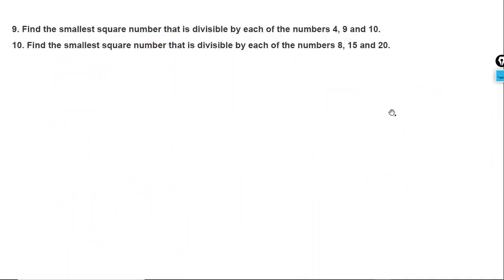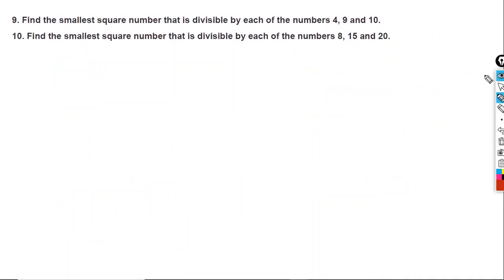Then we will move to the next one, question number 9. Now here you see question number 9 and 10 are of one type, the same type of question. Each has the same method. If you go through the same method, then you can solve both questions. Now let's read the question. Find the smallest square number that is divisible by each of the numbers 4, 9, 10. Here the question: find the smallest square number that is divisible by each of the numbers 8, 15, 20. Same question, the numbers are different. We'll try only one, question number 10.